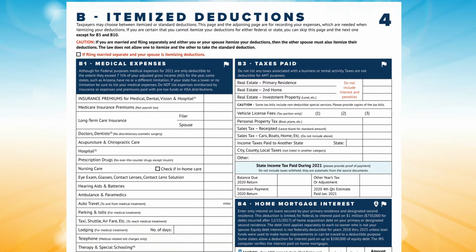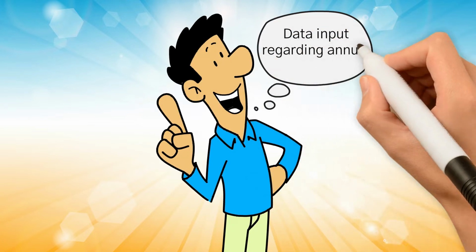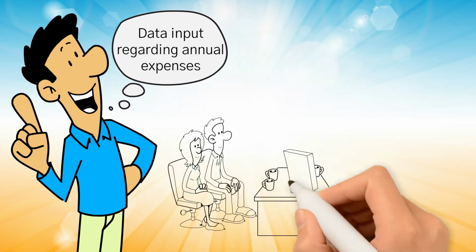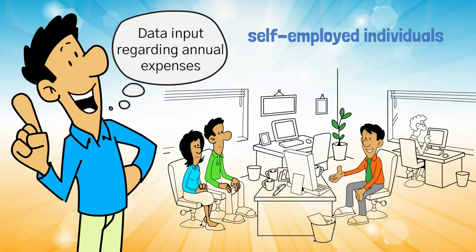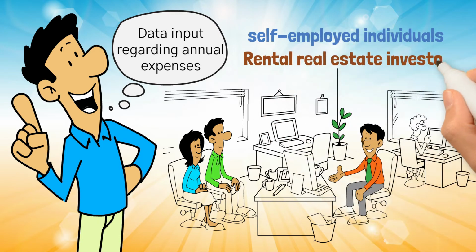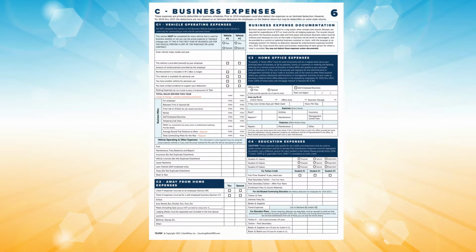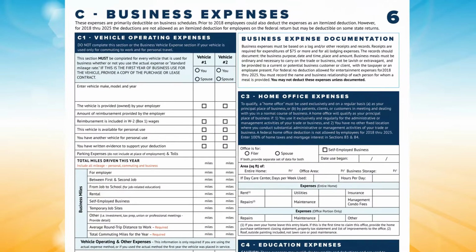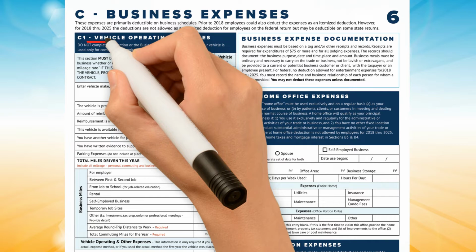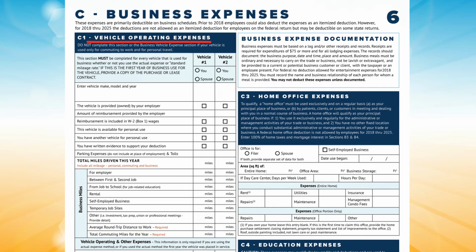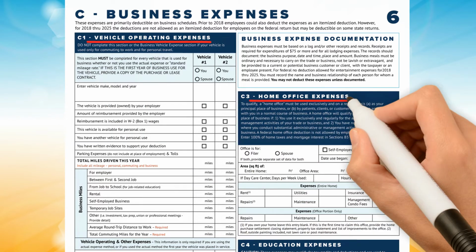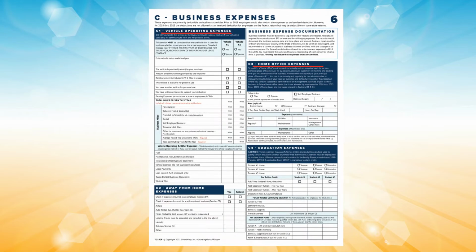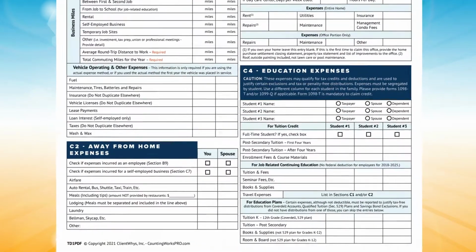The important sections which require data input regarding annual expenses are sections related to self-employed individuals and rental real estate investors. Section C is directly related to those types of activities that require careful consideration, starting at Section C1, vehicle expenses, and Section C3, home office expenses. If you travel for work, don't forget Section C2.